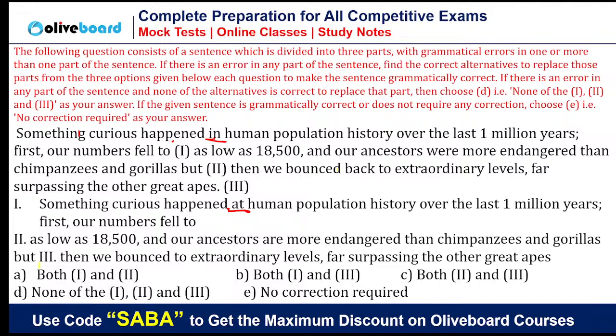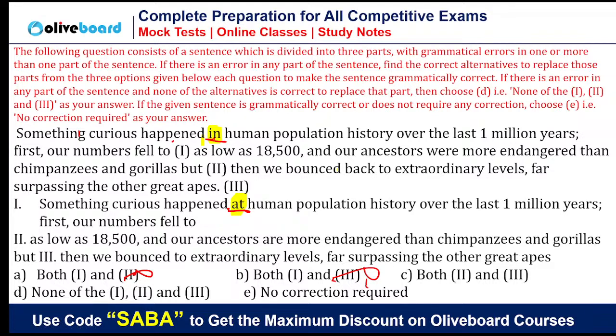So this is, and this is differing. So now tell me, at human population history is correct or in human population history is correct? Options elimination we will do. आप सब में देख लो odd one out क्या है, और उसके basis पे it will be very easy for you. So something curious happened in human population history, and at history, so in history will be absolutely correct. So it means whatever is given that is correct, replacement is wrong. Okay, so this is eliminated, this is eliminated because first part does not need any replacement.